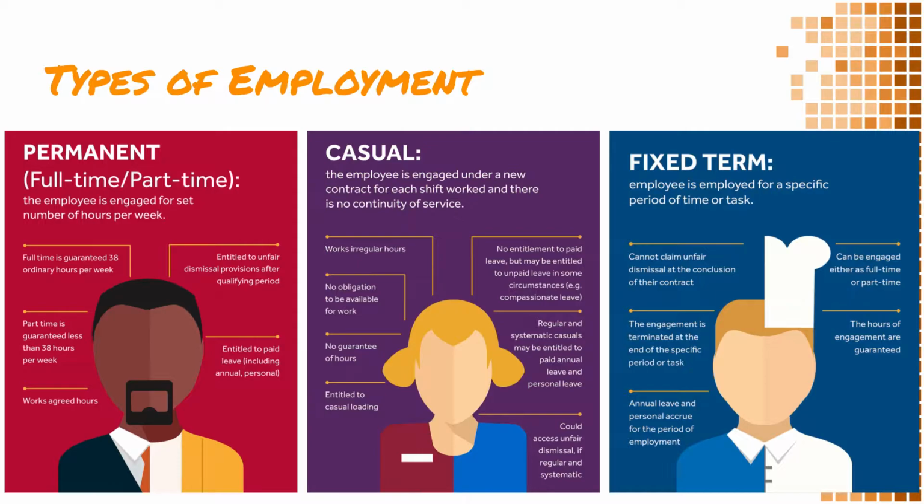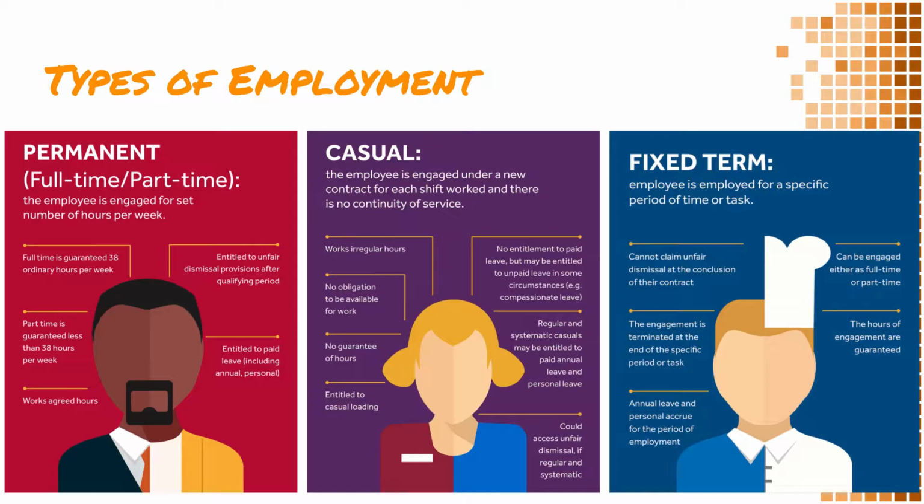So that's full-time work. Remember, full-time, permanent, and working 38 hours per week. If I'm a part-time employee, I have all of the same benefits. The only difference is I work less than 38 hours per week. I still agree to how many hours I'm going to work, and it's still guaranteed work, but the difference is I don't have to do 38 hours.